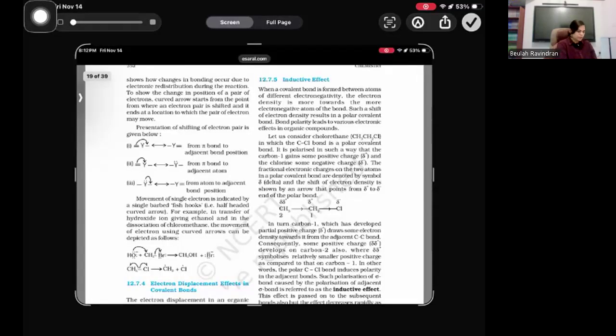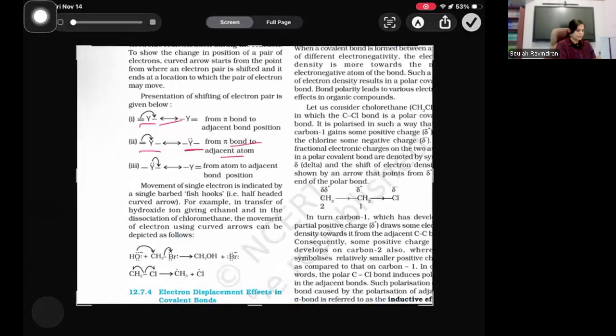So here, from the pi bond to the adjacent bond position it moves. Okay. So what is happening? Pi bond to adjacent bond position. Then from the pi bond to the adjacent atom, here also you can see this, right? So here it forms a single bond. Here again the bond is moved, right?